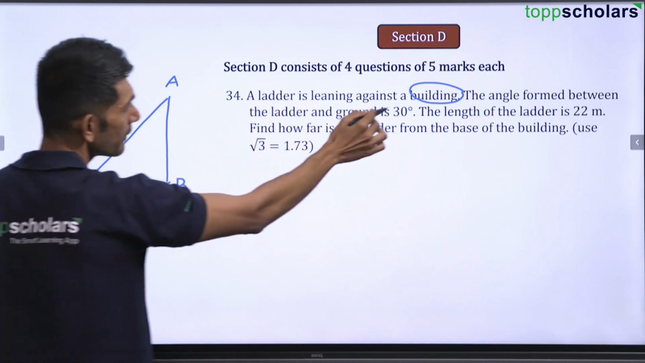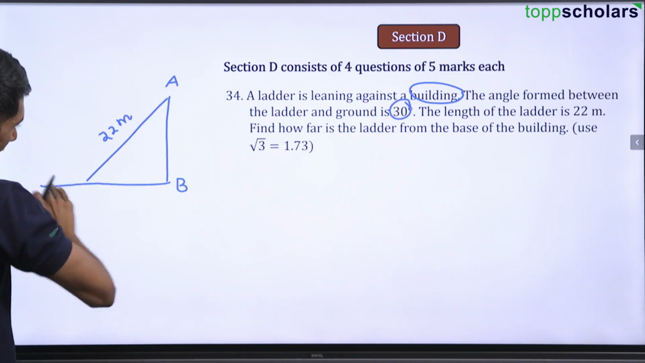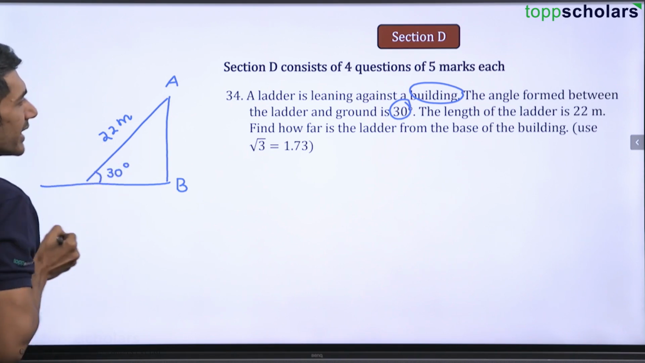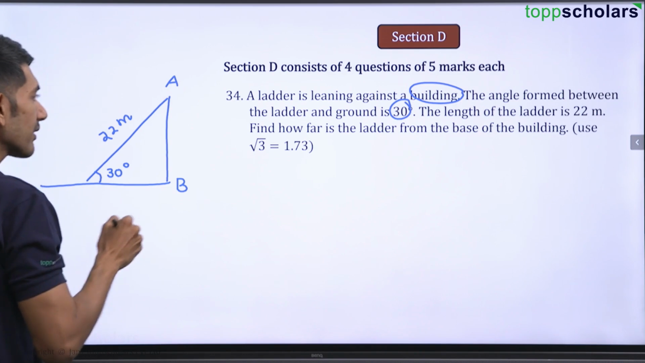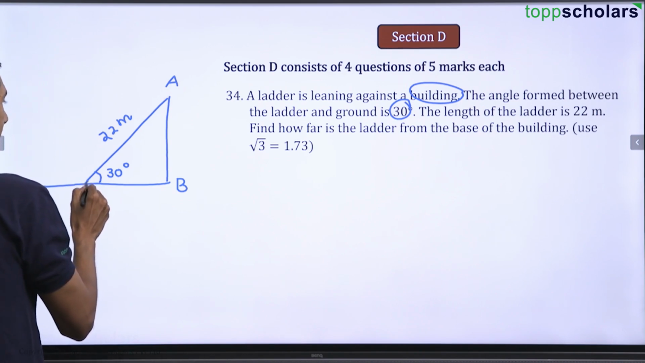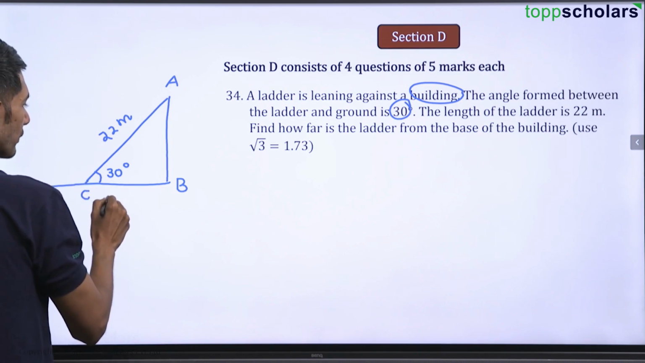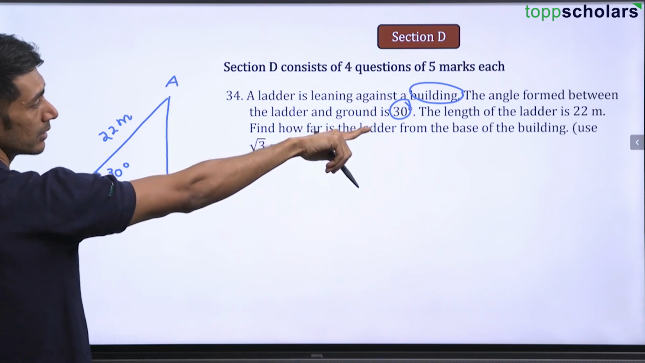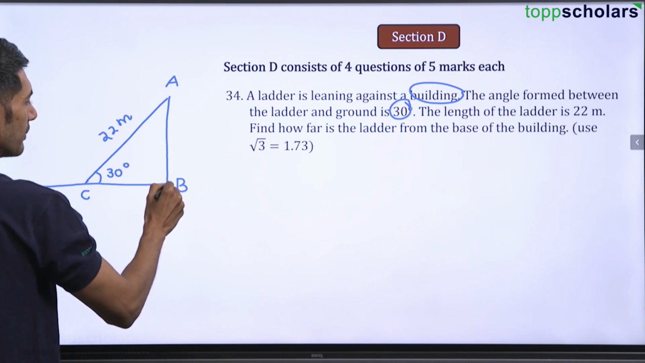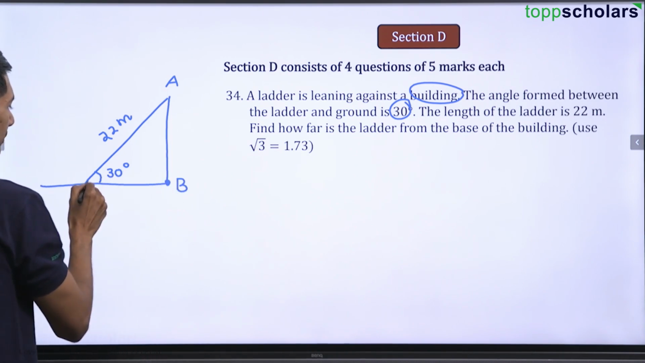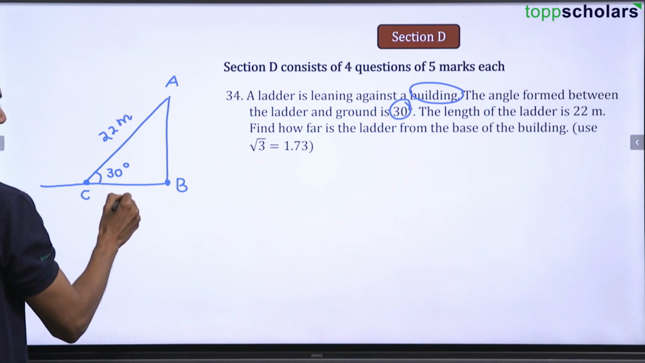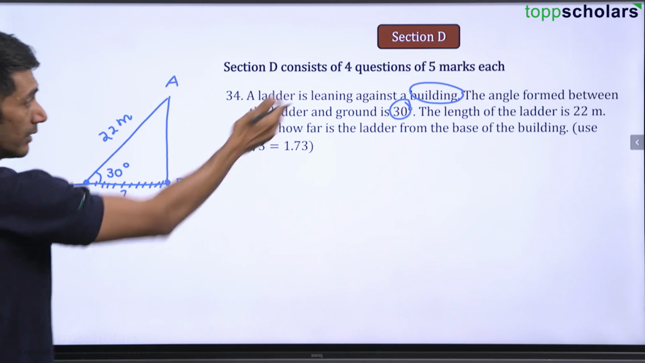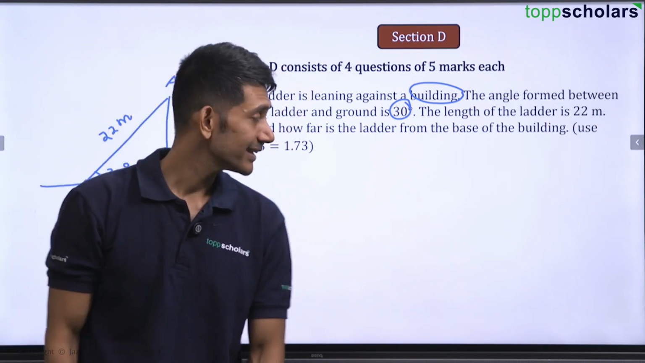The angle formed between the ladder and the ground, the angle is how much? 30 degrees. Suppose the ladder is say AC, we are supposed to find out how far is the ladder from the base of the building. The base of the building is B and this point is C. We are supposed to find out BC, right? This question is asked for 5 marks. Such an easy question, right?